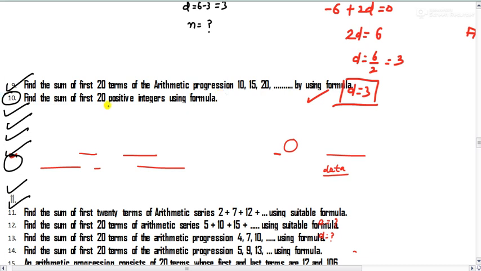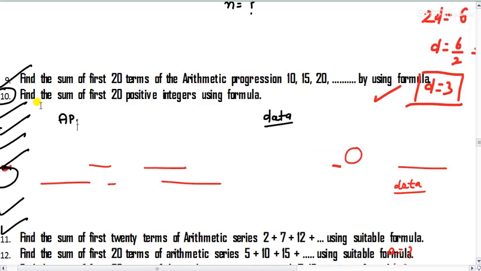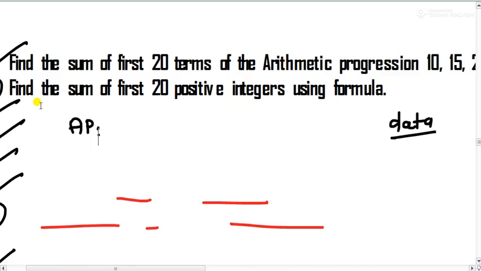Okay. Here the question is: find the sum of the first 20 positive integers. So what is the data? Can anyone tell? What have they given? First tell me what the AP is here. Huh? Can you see the screen? Yeah, what is the AP given indirectly?